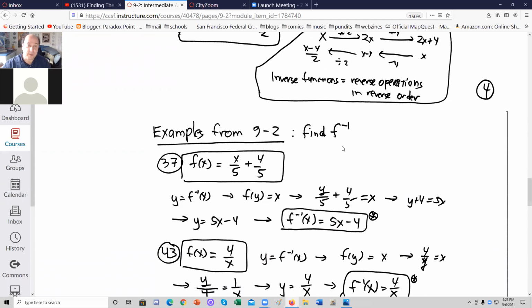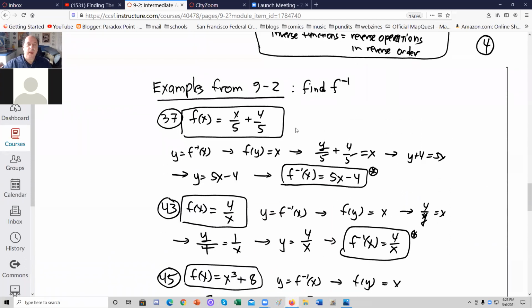So some examples. f of x equals x over 5 plus 4 over 5. Find the inverse. All right, so y equals f inverse of x means f of y equals x means y over 5 plus 4 over 5 equals x. Okay, multiply both sides by 5 and you get y plus 4 equals 5x. Subtract 4 and get y equals 5x minus 4. And that's the inverse function. f inverse of x equals 5x minus 4.